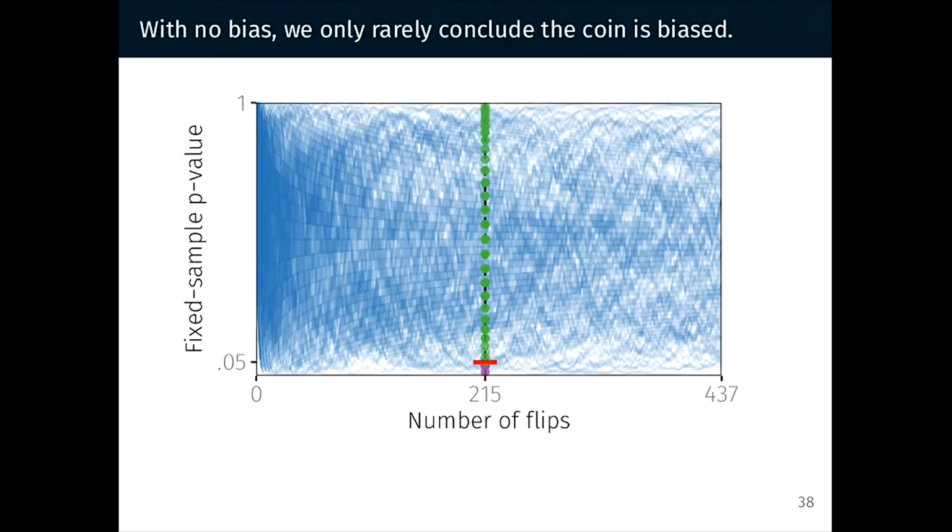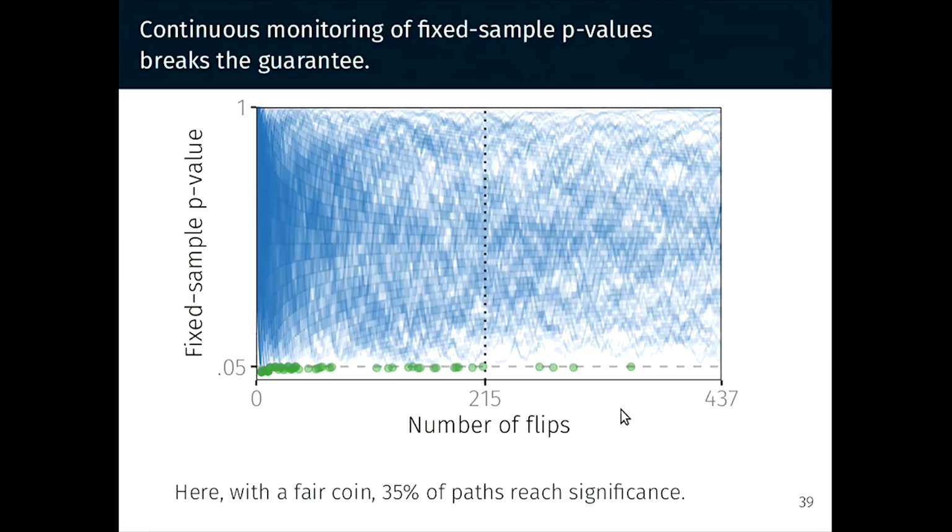Let's look at 200 such paths overlaid, and they kind of make this big mess of blue. But what we see is if we wait until 215 flips and compute a p-value, most of those p-values lie above 0.05. Only a few of them lie below 0.05. And so with this fair coin, if we wait till 215, compute a p-value, and declare a discovery if it's below 0.05, the chance of a false discovery is low. But that's not what we're talking about doing. We're talking about watching it continuously and stopping as soon as the p-value drops below 0.05.